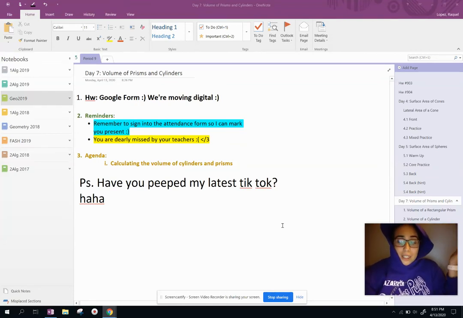So today we're going to be talking about volumes of prisms and cylinders. And so if you guys have that sheet printed out, then you are in good shape. But if not, no worries. You can just draw the problems that we're working on. We're only going to be doing 4.